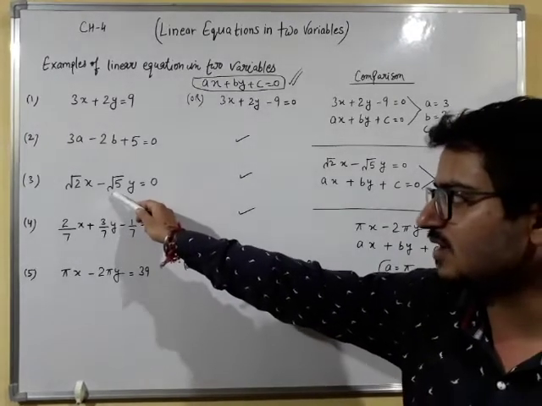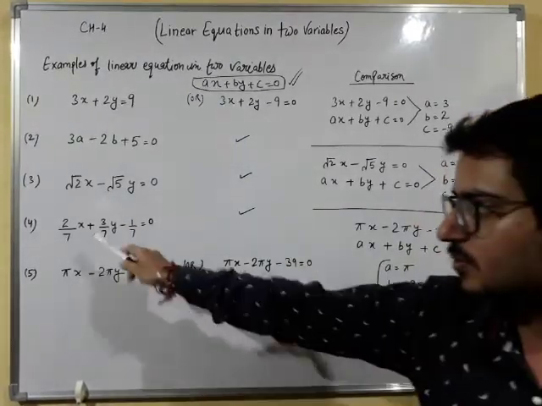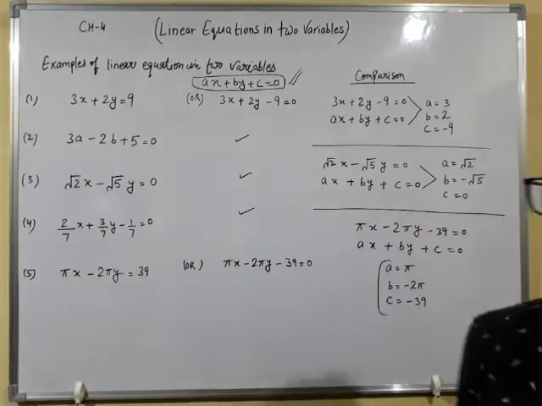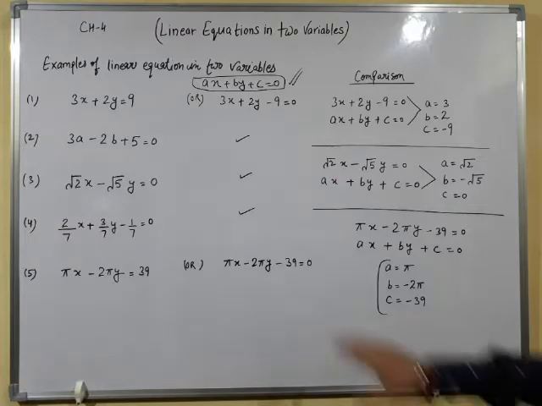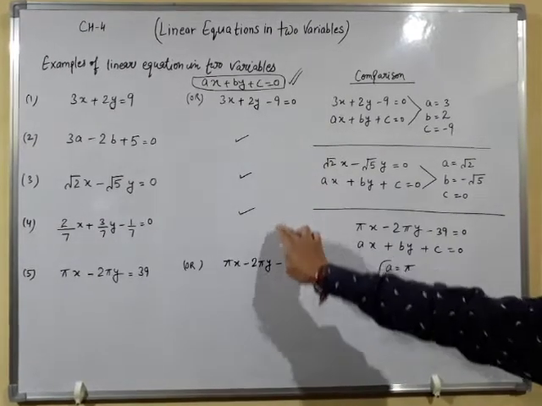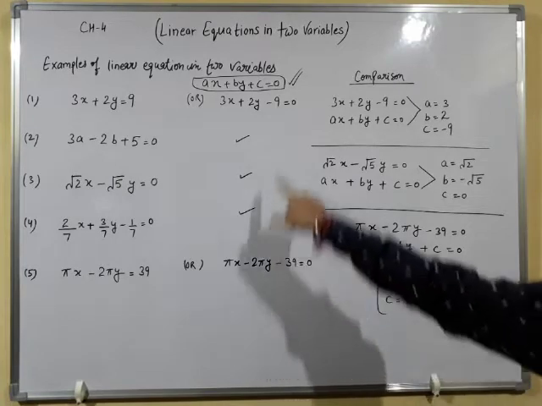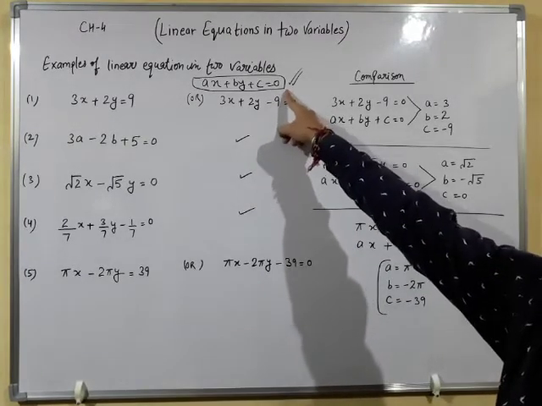Root 2 and root 5 are also irrational numbers, and 2 upon 7, 3 upon 7, 1 upon 7 are examples of rational numbers. So a, b and c can be real numbers here. So now we have written all the equations in the standard form, ax plus by plus c is equal to 0.